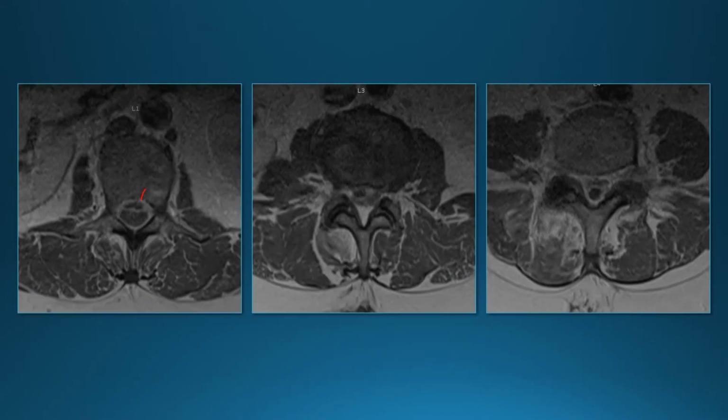So at L1, there's an anterior epidural abscess. At L3, there's another epidural abscess here. A little bit lower down, there's a posterior epidural abscess. So the extensive epidural abscesses here.